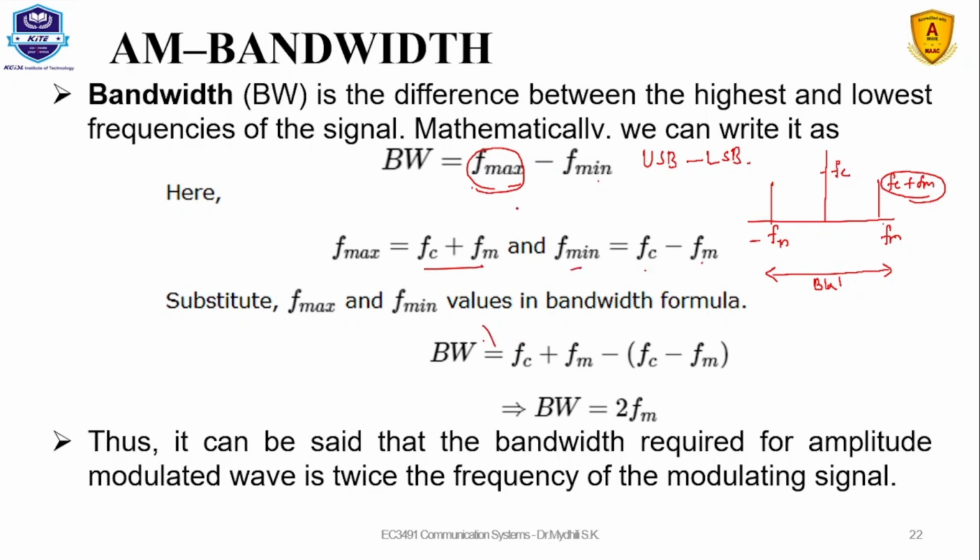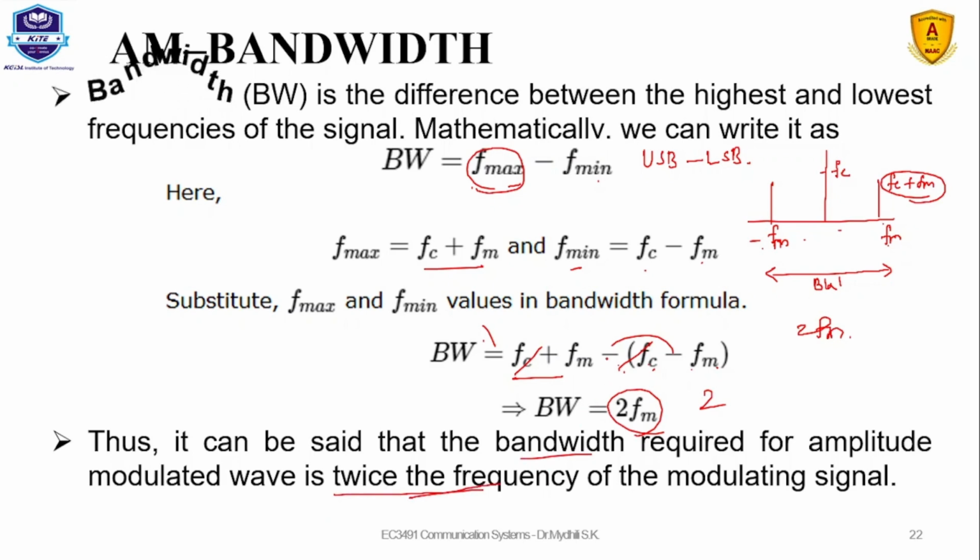When substituting these values, you get Fc plus Fm minus Fc minus Fm. Here the Fc terms get cancelled, and minus of minus becomes plus, so you get twice the message signal frequency. The representation itself shows one Fm here and one Fm here, and both added together produce 2Fm. So the bandwidth required for an amplitude modulated signal is always twice the frequency of the message signal. It's also very important, 2 marks.